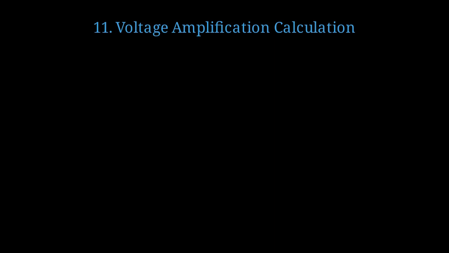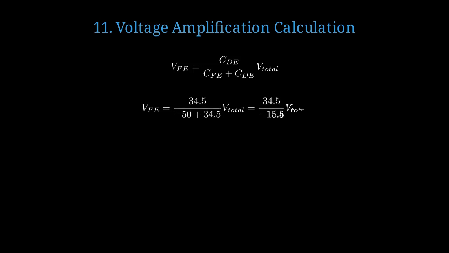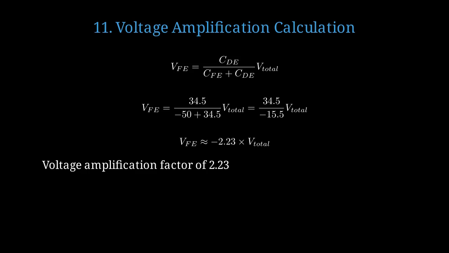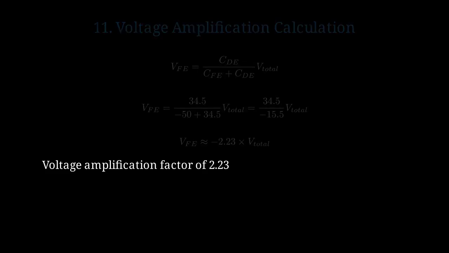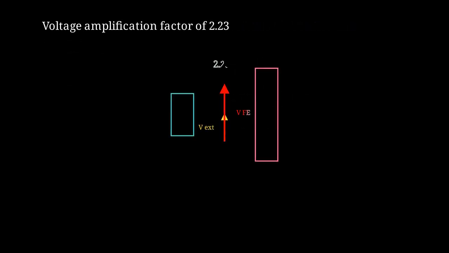Now let's calculate the voltage amplification for this specific example. The ferroelectric voltage equals CDE over CFE plus CDE times total voltage. Substituting our values, VFE equals 34.5 over negative 15.5 times V total. This gives VFE approximately negative 2.23 times V total. We achieve a voltage amplification factor of 2.23, meaning internal voltage is more than twice the applied voltage. This visualization shows the external voltage being amplified by a factor of 2.23 inside the ferroelectric layer.